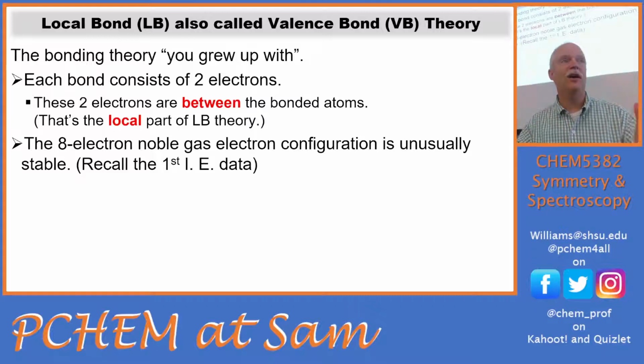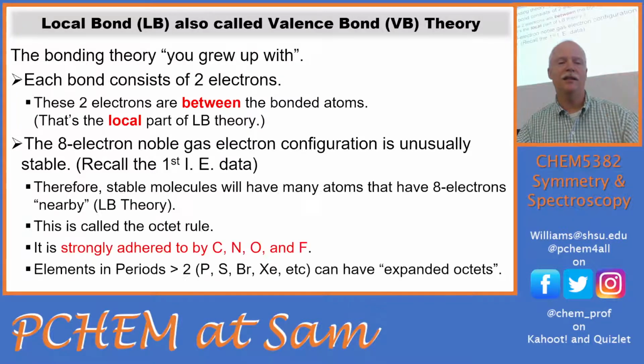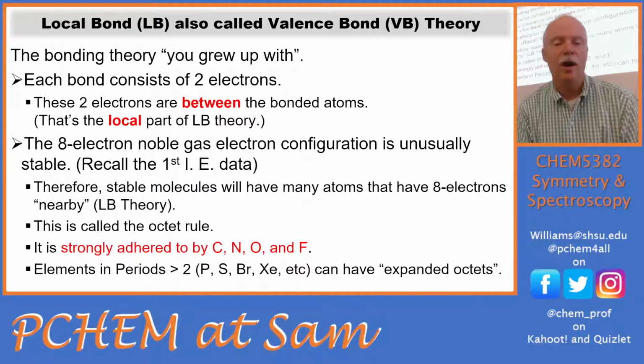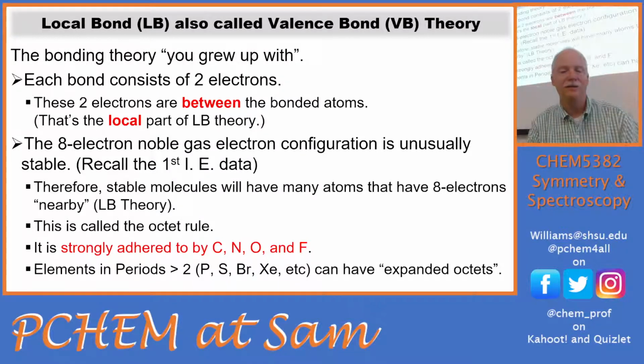So this is all very well thought out in terms of trying to get an octet. This is what we call the octet rule. We like to have molecules that have 8 electrons nearby, and it's strongly adhered to by carbon, nitrogen, oxygen, and fluorine. So most of our molecules that use carbon, nitrogen, oxygen, and fluorine will form double bonds based upon the octet rule. Make sense?